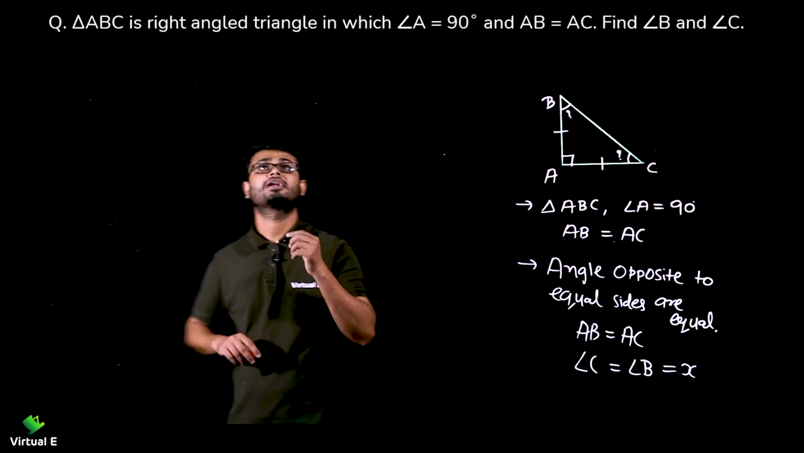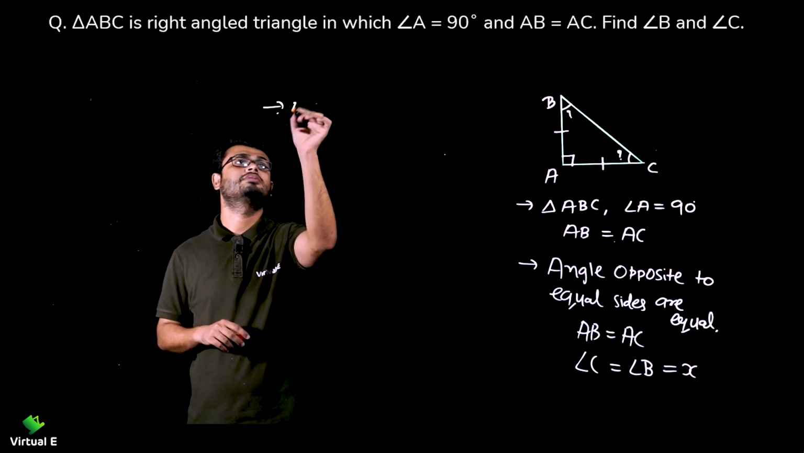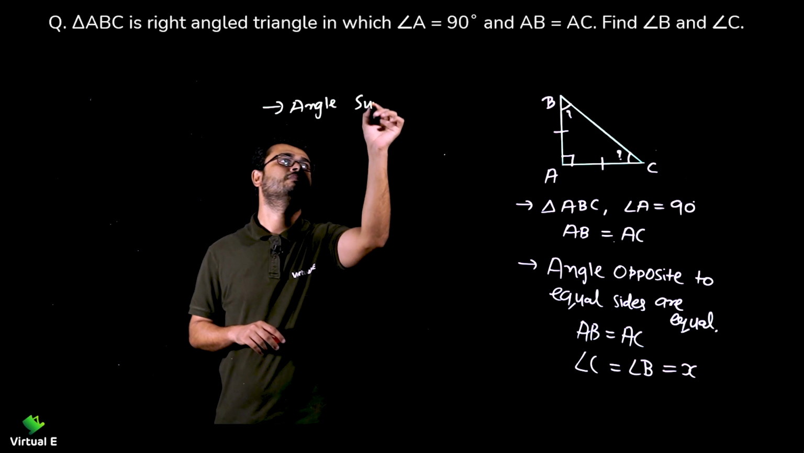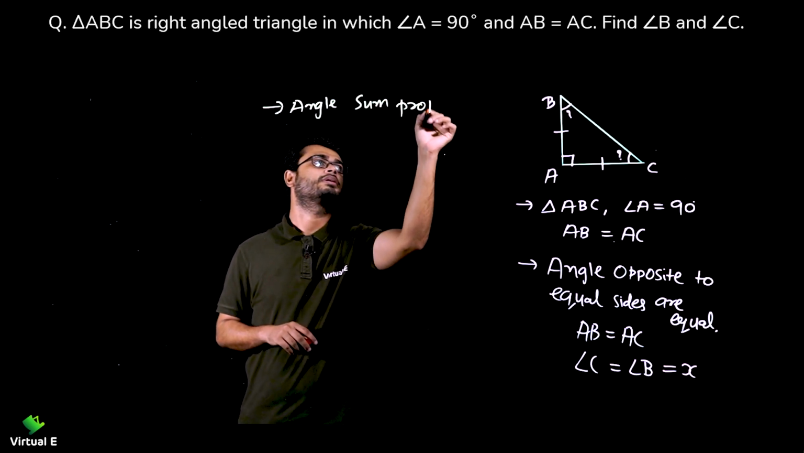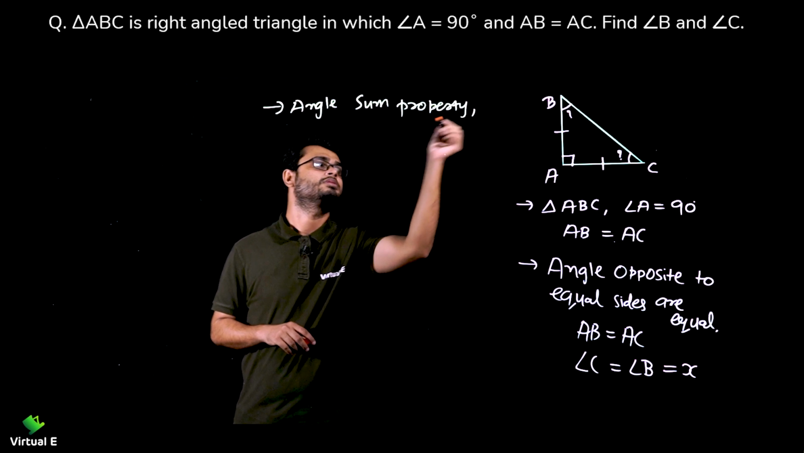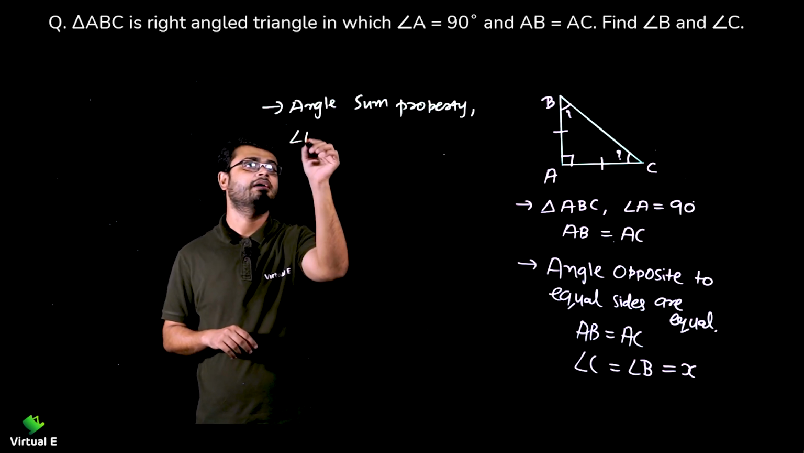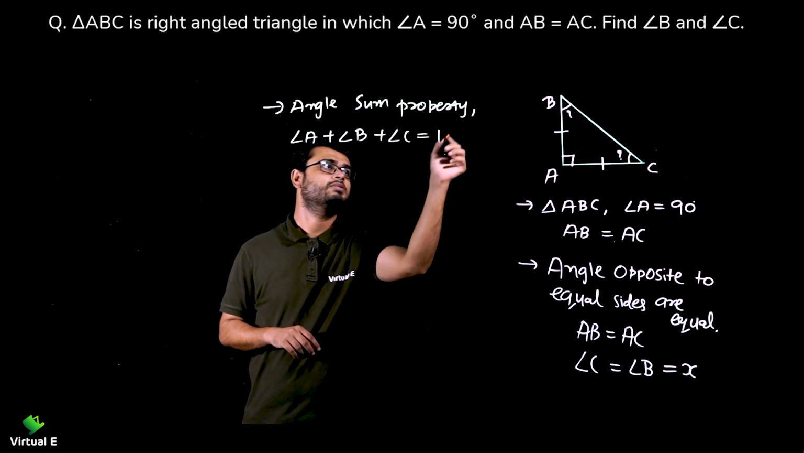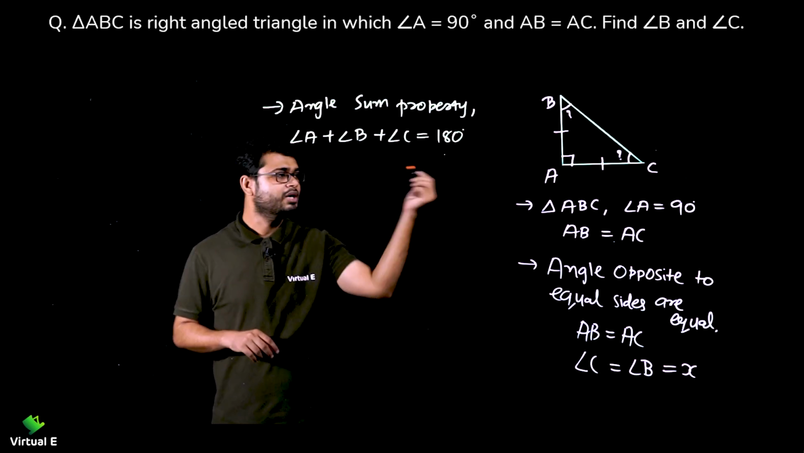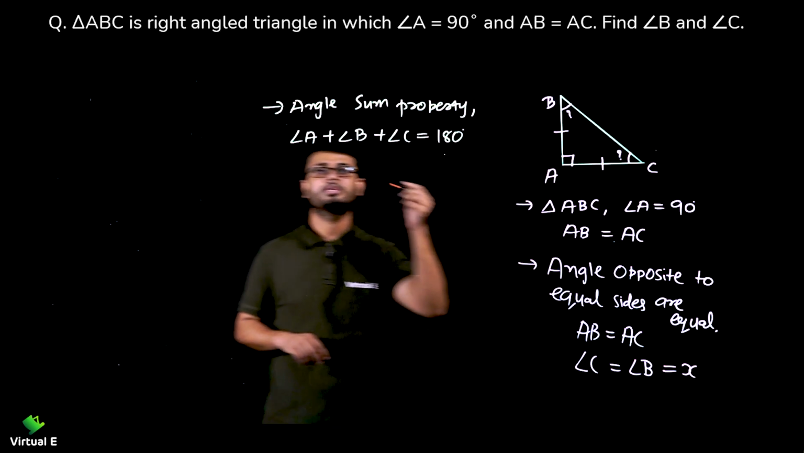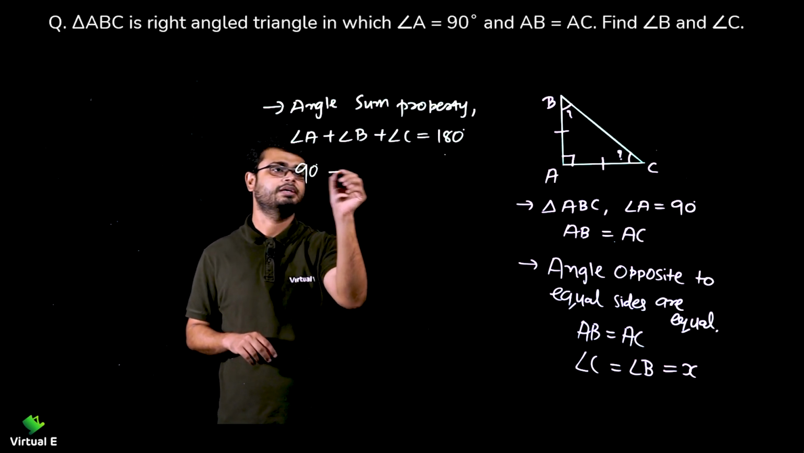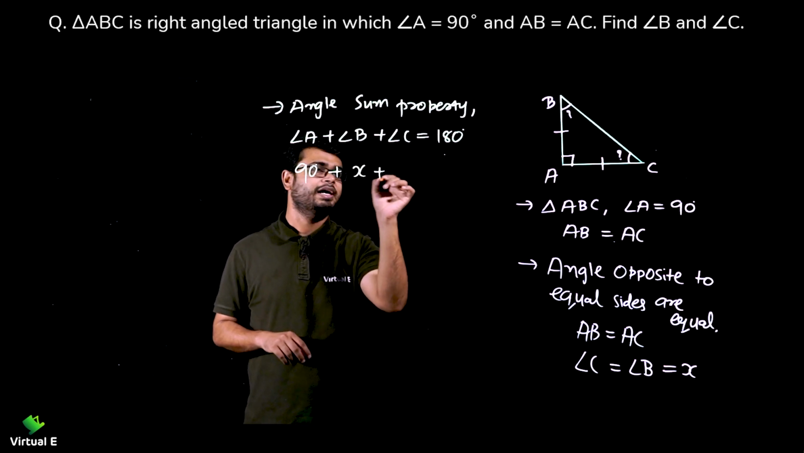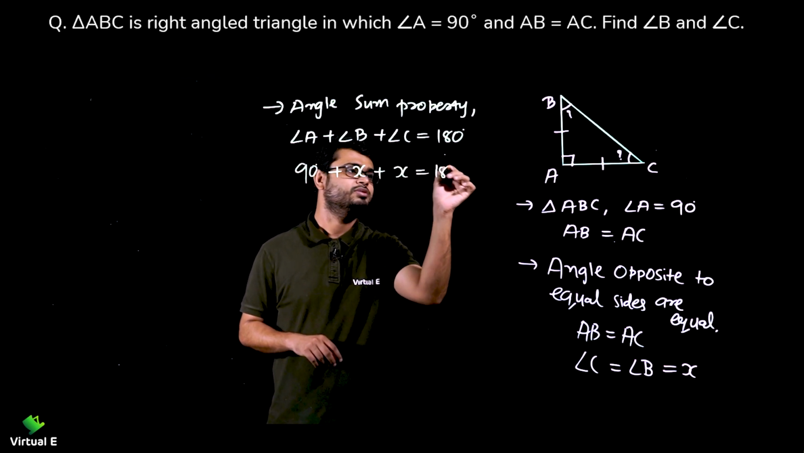We are going to use what? Angle sum property. So let's write angle A plus angle B plus angle C is equal to 180 degree. Now angle A value, it is already given into the question, that is 90 degree, plus angle B and C both are equal, and that is X. X and X here as well.